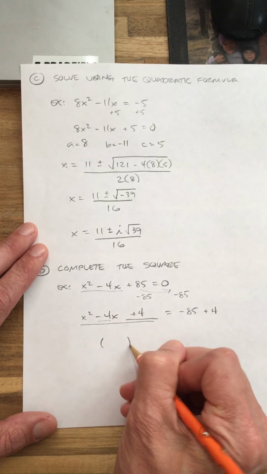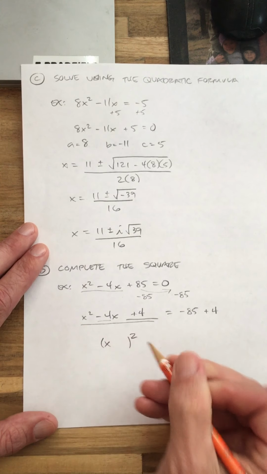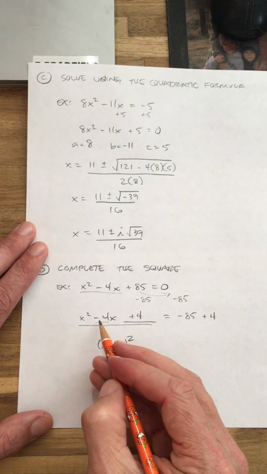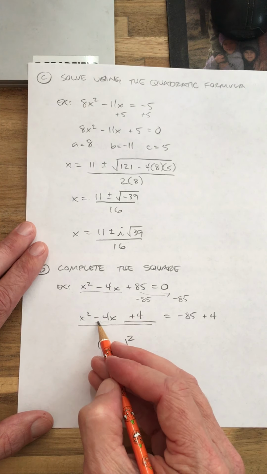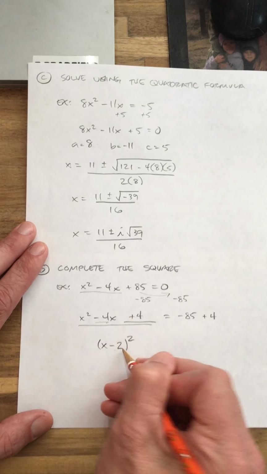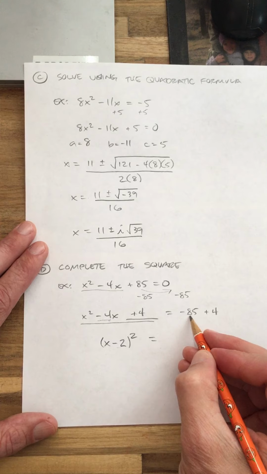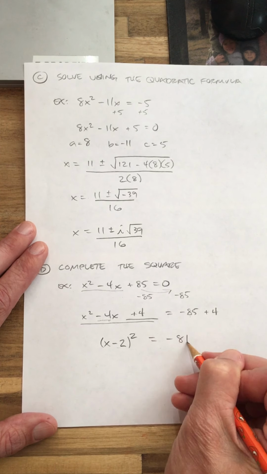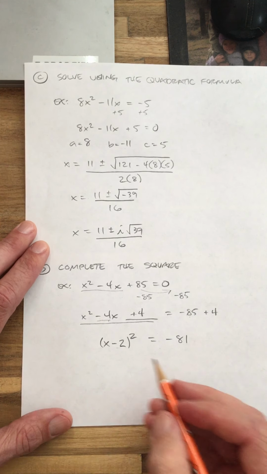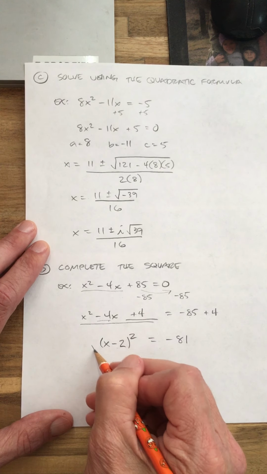So this will turn into this, right? X. And now to figure out the next term, you take that guy again, cut it in half. So negative 4 cut in half is negative 2. Okay? Equals, now combine these. Negative 85 plus 4 is negative 81. All right. Now we just need to take the square root on both sides.